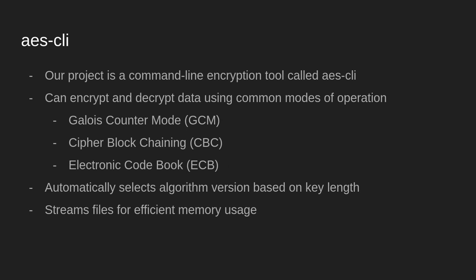Our project is a command line interface, and it can encrypt and decrypt data using three common modes of operation, which are Galois Counter Mode, GCM, Cipher Block Chaining, CBC, and Electronic Codebook, ECB. No one should ever use Electronic Codebook, because it's very insecure. AES-CLI also automatically selects the algorithm version based on the key length. And regardless of how large the file is, it's streaming the file. We're not dumping the entire file into memory or anything like that.